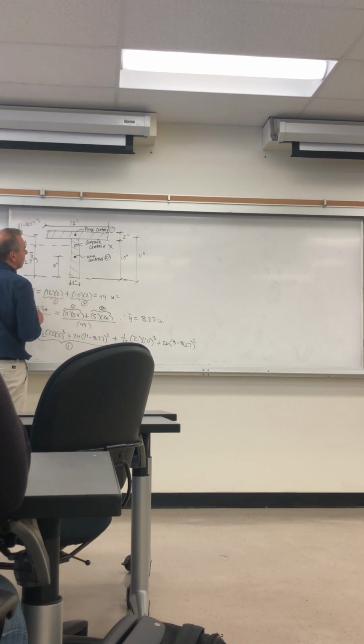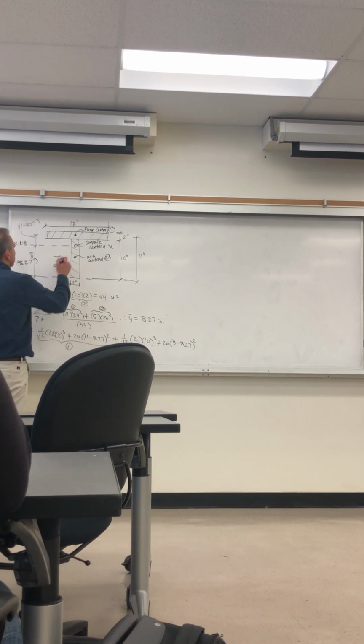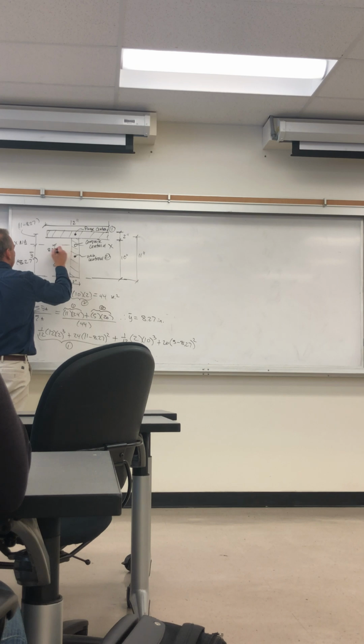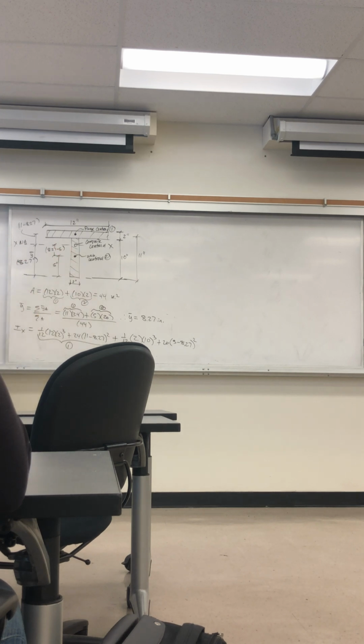So what we have there is this distance from here to here, right? And so that's 8.27 minus 5. That's D2, the distance from here to here and the distance from here. You can write it. Okay, so this is 2.